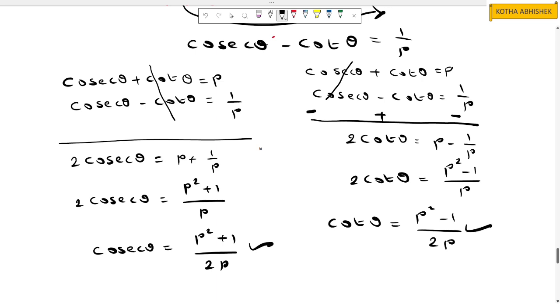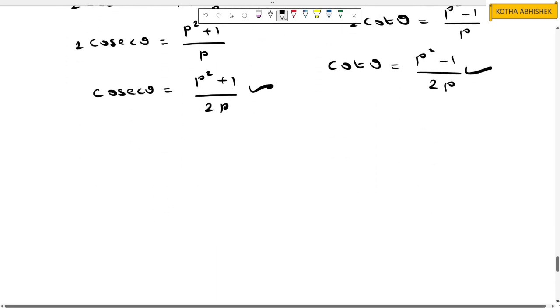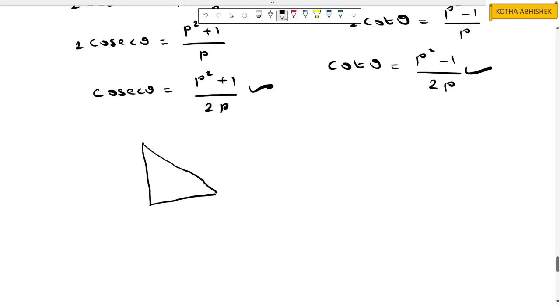Now by using this cosec theta value p square plus 1 by 2p and cot theta value p square minus 1 by 2p, let us try to form a right angle triangle. I have one right angle triangle. In this angle I'm considering it as theta. First one we got cosec theta value, right? So cosec means hypotenuse by opposite. So here hypotenuse is p square plus 1 and opposite is 2p. So this is hypotenuse p square plus 1. For this theta, this will be the opposite, right?